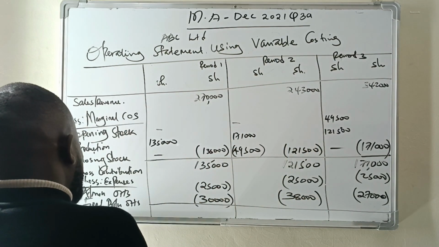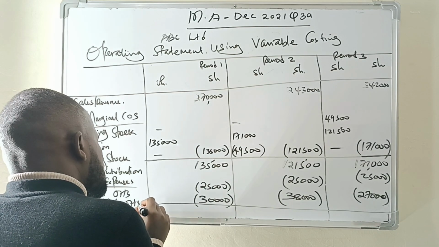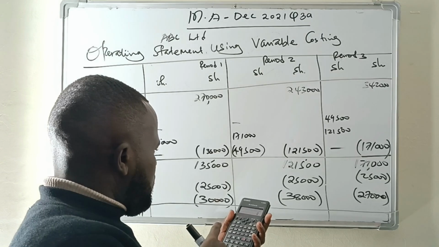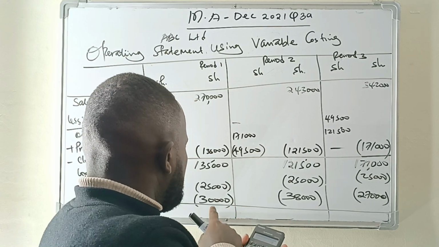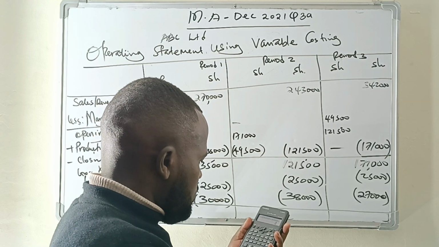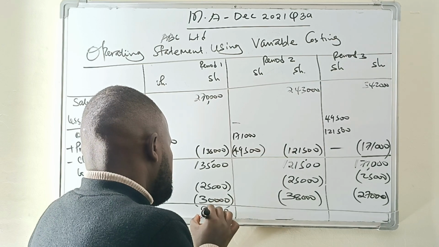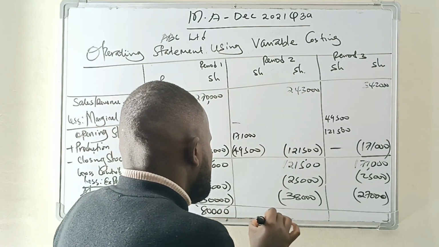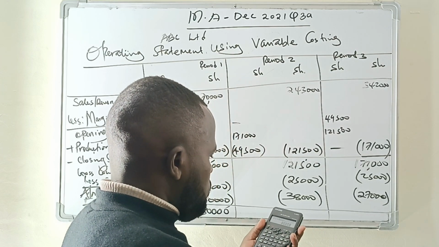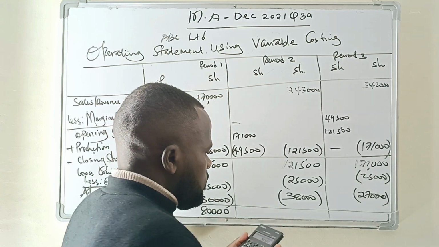So these will be your gross profits. These are our gross profit for this question. So let's get the gross profits. 135,000 less 25,000 less 30,000. I'm getting 80,000 here. The other one is 121,500. You less 25,000, you less 38,000. I'm getting 58,500.